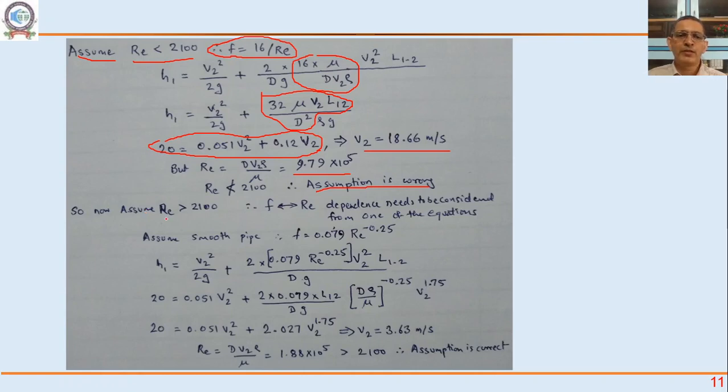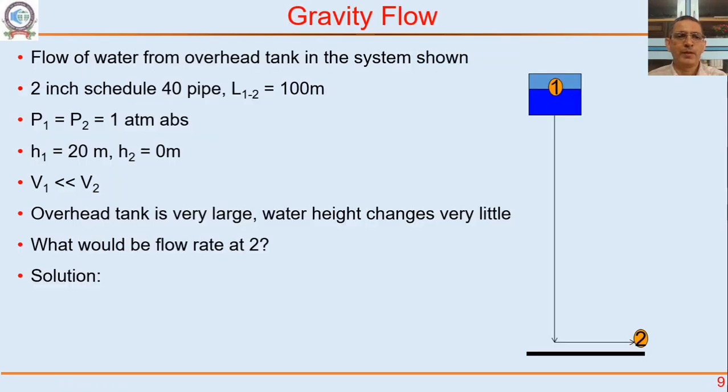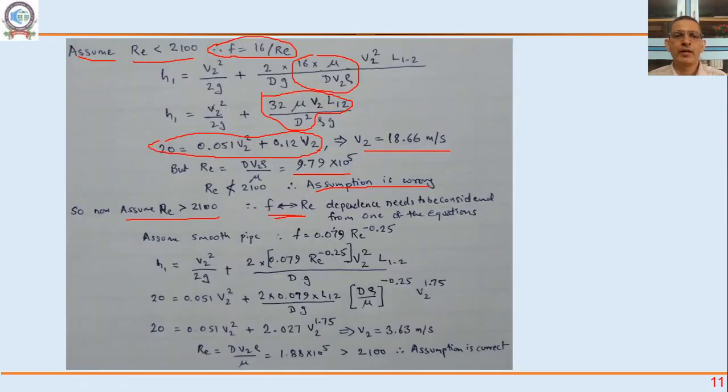So let's say the flow is turbulent now. Let's assume the flow is turbulent. But now there is a problem: friction factor and Reynolds number have a relationship equation that I need to put in here. If I say the pipe is smooth right now, okay, we have not said the pipe is rough right now, then I can use this Blasius equation, 0.079 Re raised to minus 0.25. It's called the Blasius equation. I can put that here.